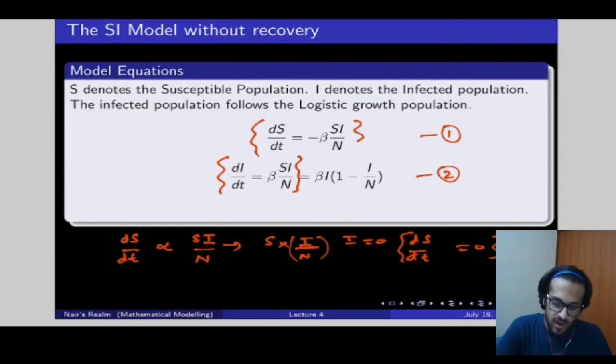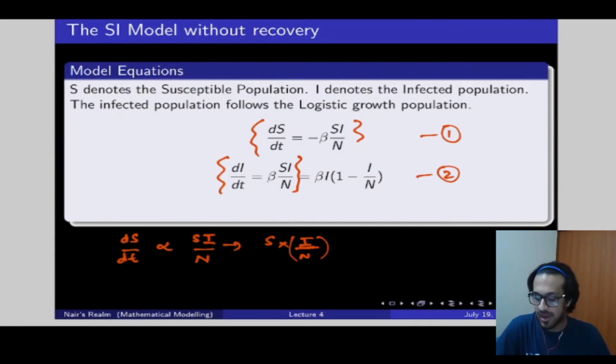Now, why is this important? It's important to understand this beta S I by N term. I've explained what S into I divided by N roughly denotes, and that's the logical way to think about it. So what is beta? Beta, like we already said, is the transmission rate. So I divided by N proportion of the population are infected. That's correct. But at what rate do they convert the susceptible people to infected? That rate is beta, and that is the proportionality constant in this equation.